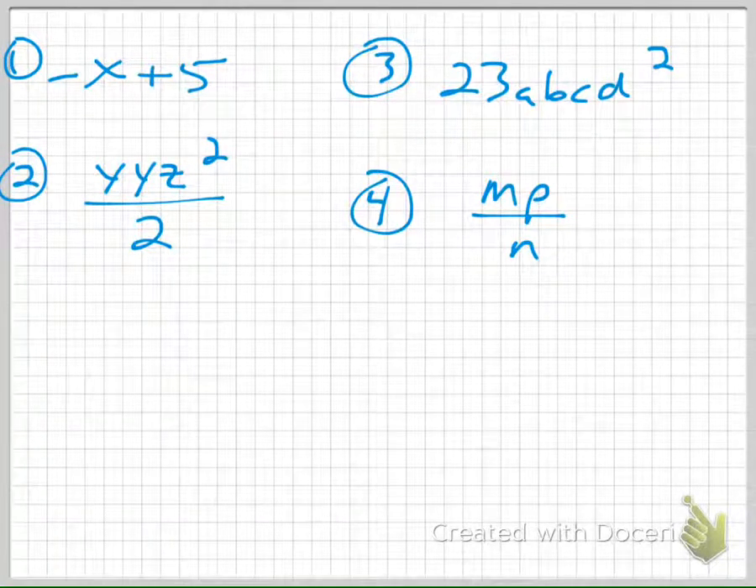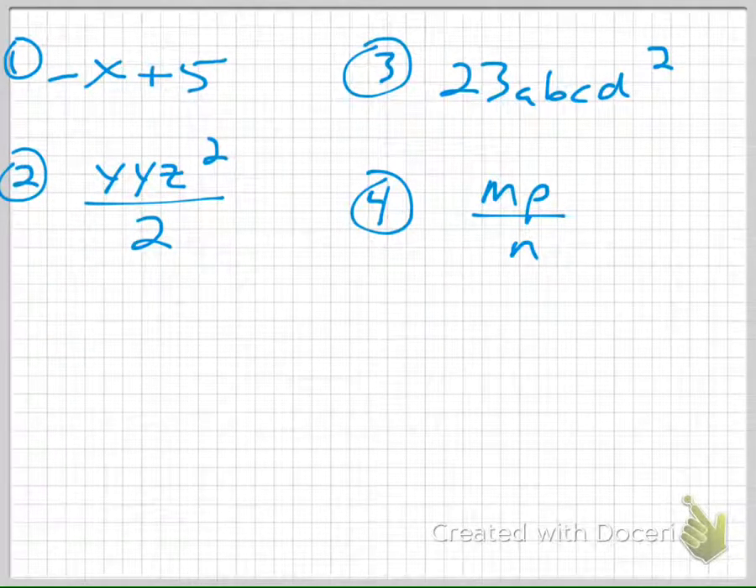All right, we're deciding whether or not these are monomials. Remember, a monomial is a number, a variable, or the product of a number and any number of variables. So anyway, here we go. Here are the answers. Number 1, is that a monomial?